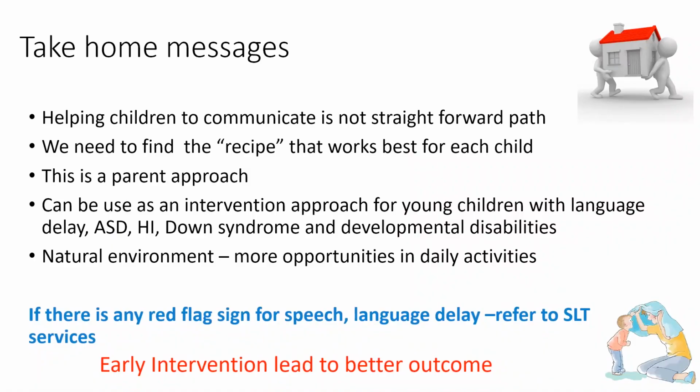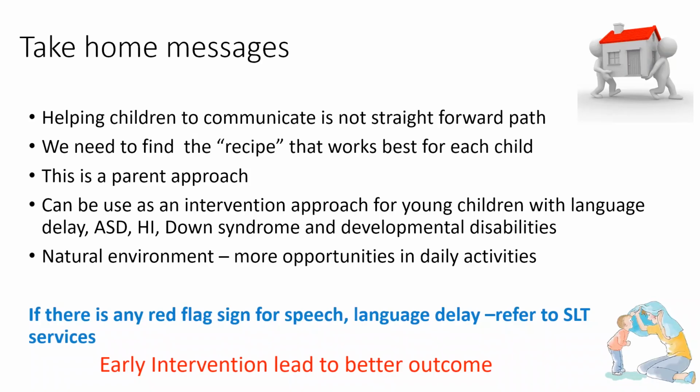Natural environment is the key, and more opportunities need to be given in day-to-day activities. And if there is any red flag sign, if the child is not talking by the age of 1, if the child is not combining words by 2 years, or if the child is not saying a combination of 3-word utterances by 3 years, please make sure that you refer to a speech and language therapist and get the assessment and start working with the child. Early intervention leads to a better outcome. These are my references. Thank you very much for listening.